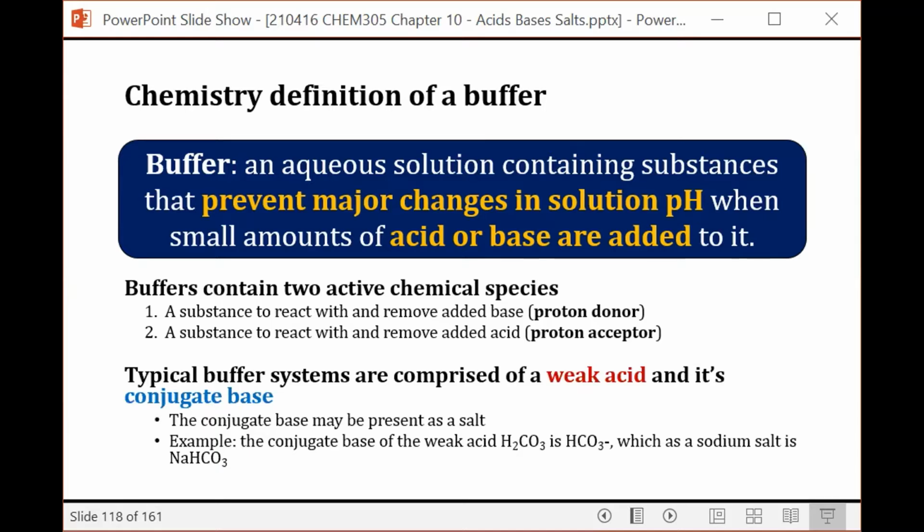So typically, buffer systems are comprised of a weak acid and the conjugate base of the weak acid. Oftentimes the conjugate base is present as a salt. For example, the conjugate base of the weak acid carbonic acid, H2CO3, is bicarbonate, HCO3-, which, when you're making a buffer system from reagents in the chemistry lab, we buy as sodium bicarbonate, NaHCO3.